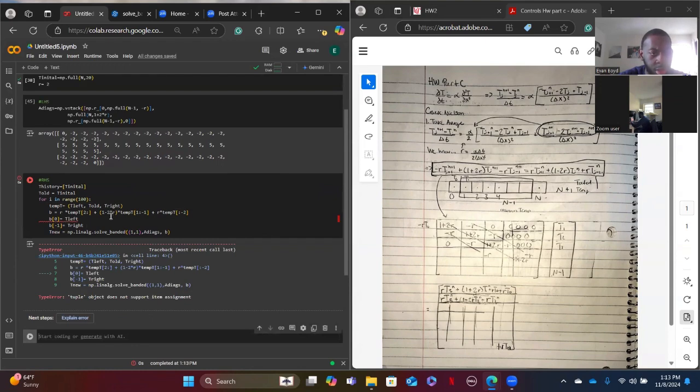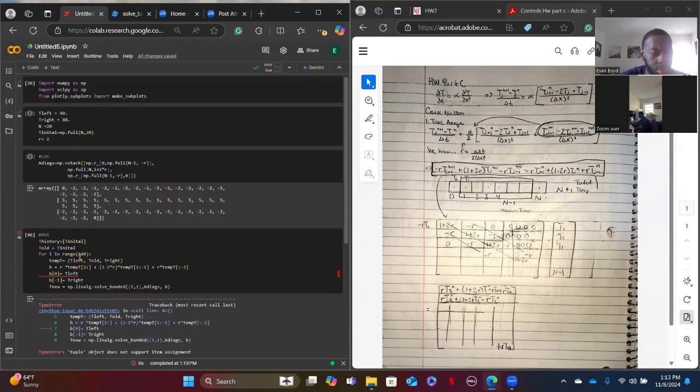Tuple, our T left does not support a tuple. Why does that say that here? We'll fix that later, but we will continue with this.